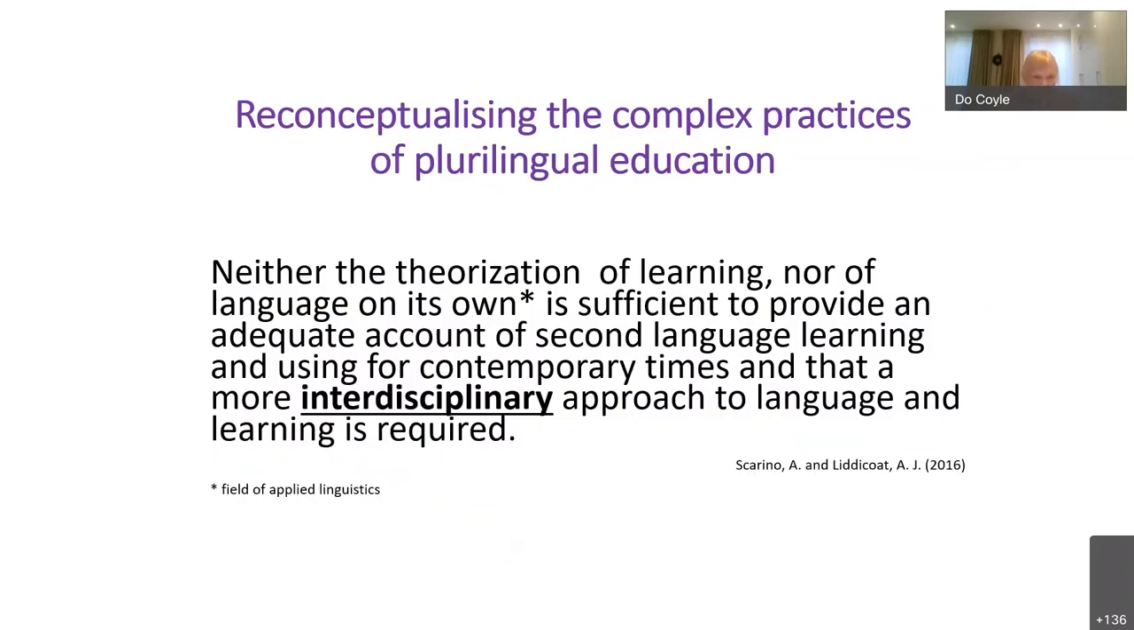And I do like this quote, I read it: neither the theorization of learning nor of language on its own is sufficient. Once we get into pluriliteracies teaching for deeper learning, we cannot ignore the learning agenda. I'm not suggesting it's being ignored, but there's an awful lot that's written about general learning rather than just, but as well as, bilingual learning. But for so long, the early days of CLIL almost ignored some of the learning elements. Not sure whether I've said that particularly well, but I think this quote is a good one. So neither the theorization of learning nor of language on its own is sufficient to provide an adequate account of second language learning and using for contemporary times. And second language learning and using, here I'm talking about in bilingual classrooms.